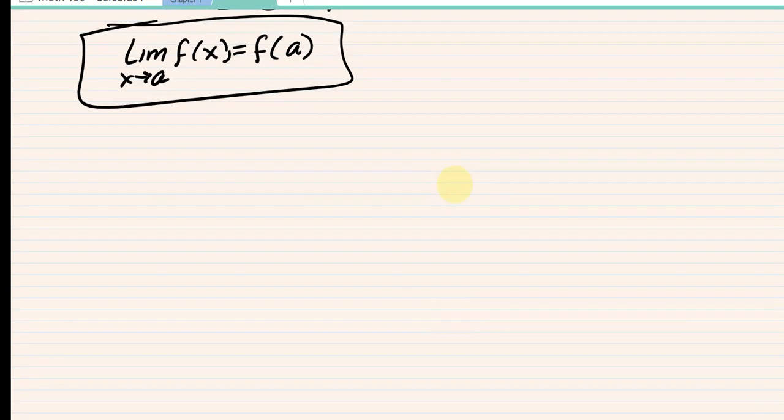Now, if the derivative doesn't exist, usually or typically, what it means on the graph is that the graph has either a corner point, a vertical tangent, or what we call a cusp. So let me write that now.